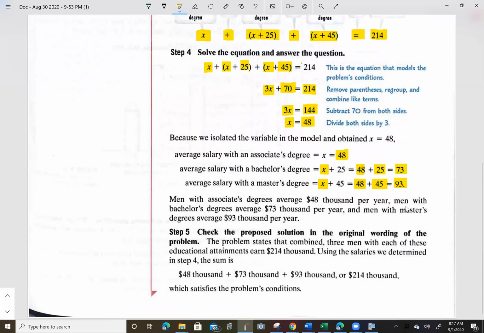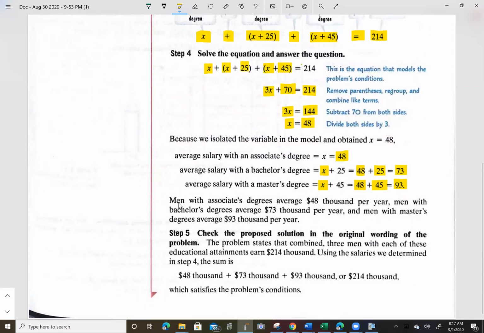Men with associate's degrees, and this is just talking about what I just said. And then it says to check your problem. So they just added them together, and when they added them up, they got $214,000. Okay.